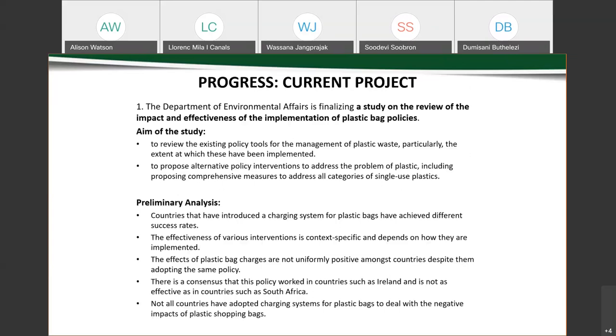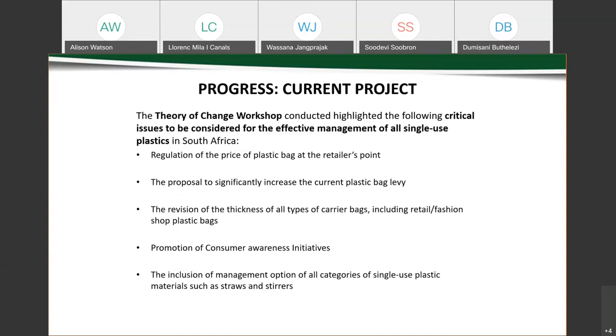We've done this. Next slide. It's about the plastic bag policies. So these are the options that the public suggested, including the industry. Next slide.